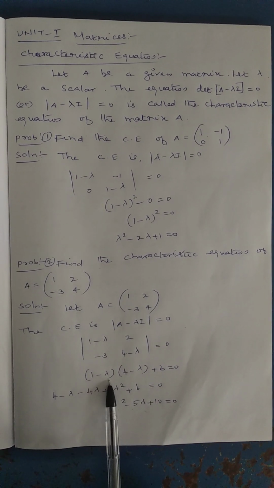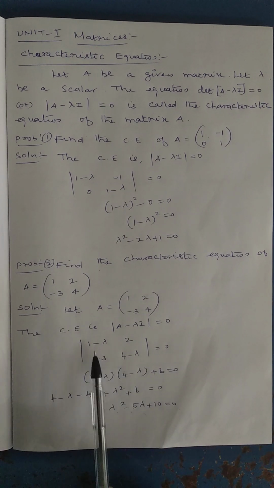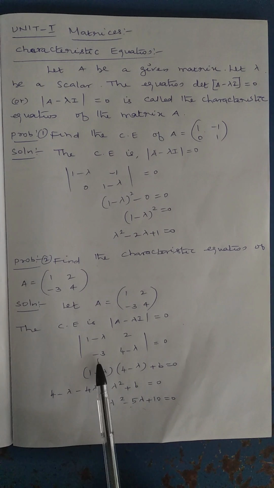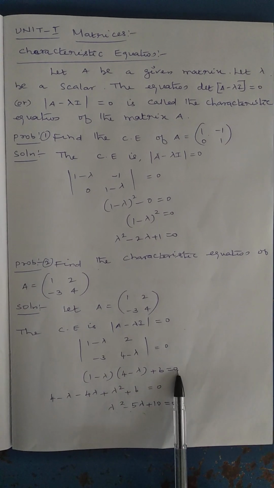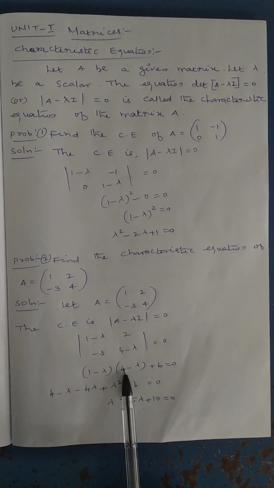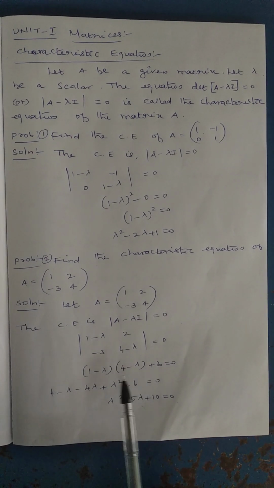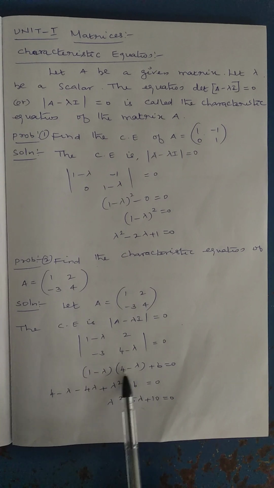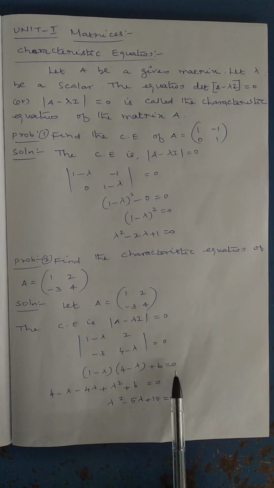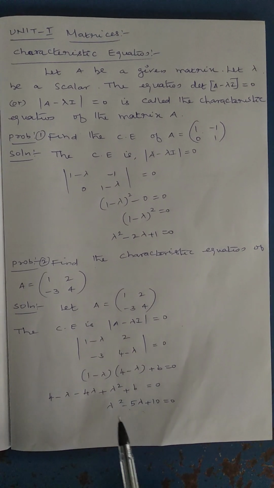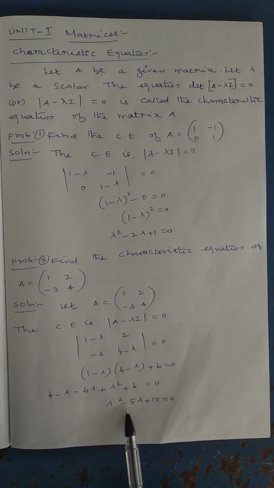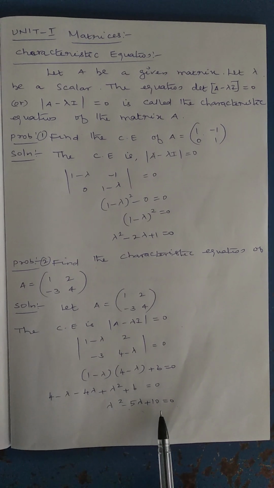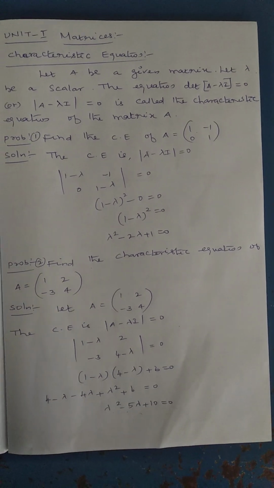So 1 minus lambda into 4 minus lambda, multiply the values, plus 3 into 2 is 6, already 1 minus, minus of minus is plus, equals 0. Multiply the values: 4 minus 4 lambda minus lambda plus lambda square plus 6 equals 0. So adjust the equation: lambda square minus 5 lambda plus 10 equals 0. So this is the characteristic equation.